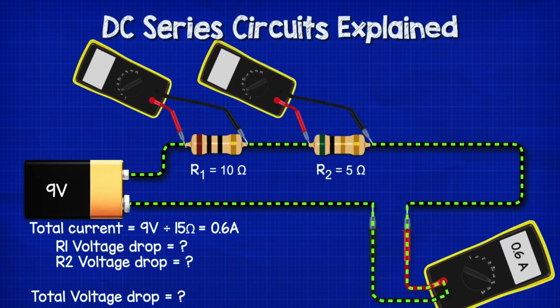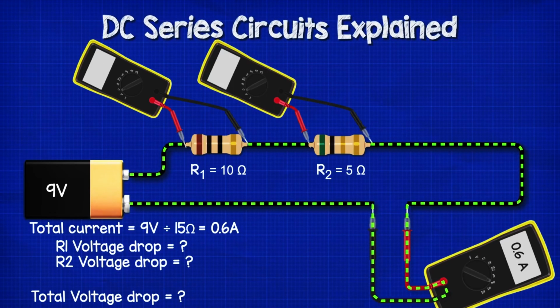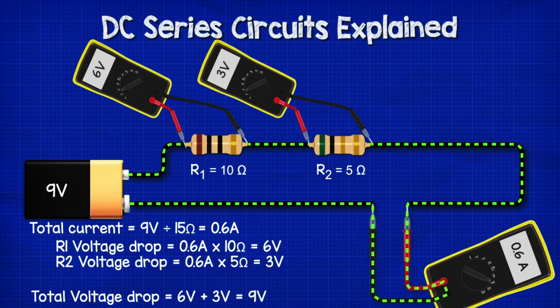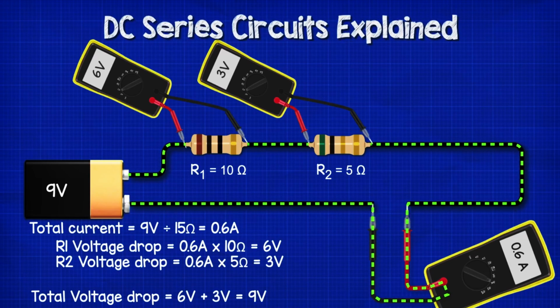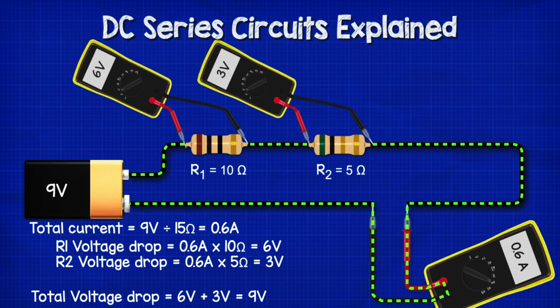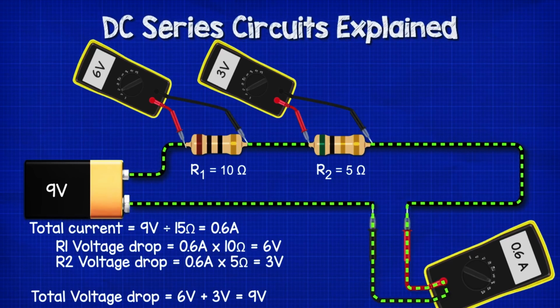The second circuit had a 10 ohm and a 5 ohm resistor together. So the first resistor voltage drop is 0.6 amps multiplied by 10 ohms, which gives us 6 volts. The second resistor was 5 ohms and the current was the same, so 0.6 amps multiplied by 5 ohms equals 3 volts. The total voltage drop is therefore 6 volts plus 3 volts, which gives us our 9 volts.